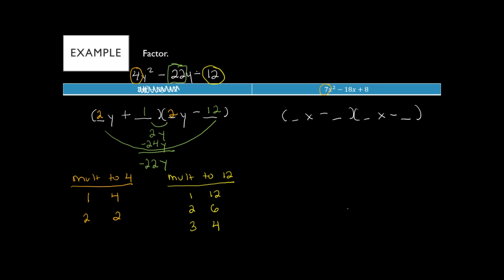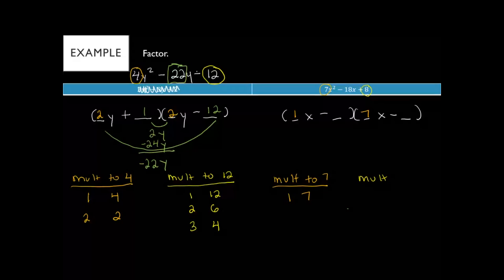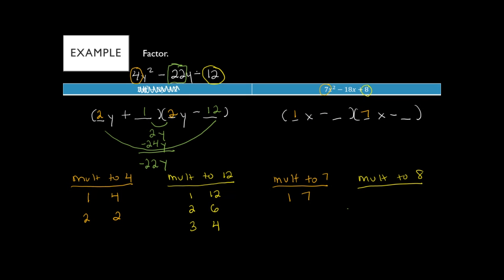First number is 7, so I'm multiplying to 7. Luckily, there's only one pair of numbers, 1 times 7. So I'm going to put those in. The last number is 18, so we're going to multiply to 18. So we've got 1 times 18 and 2 times 9.